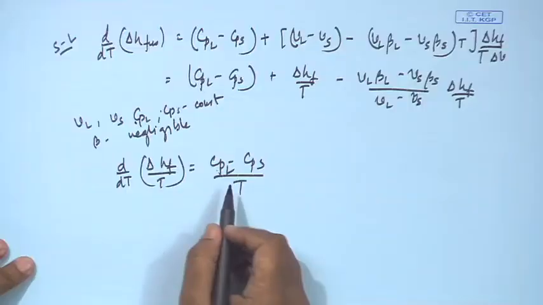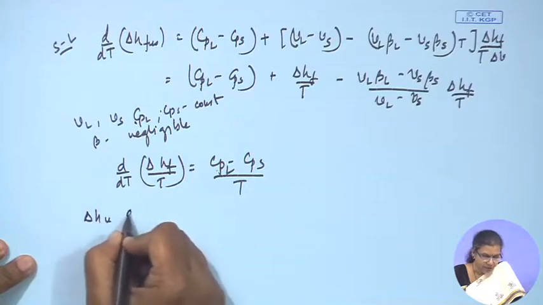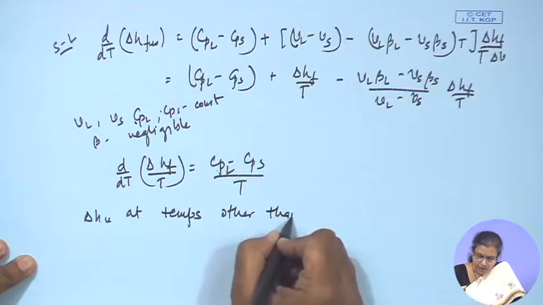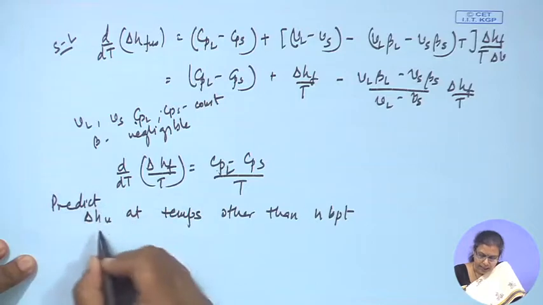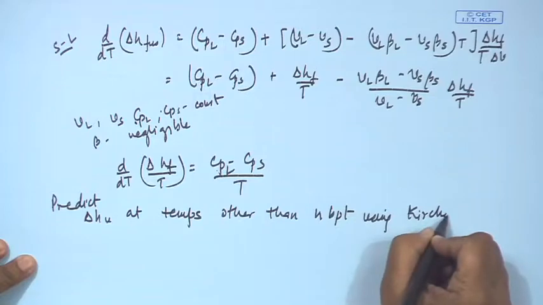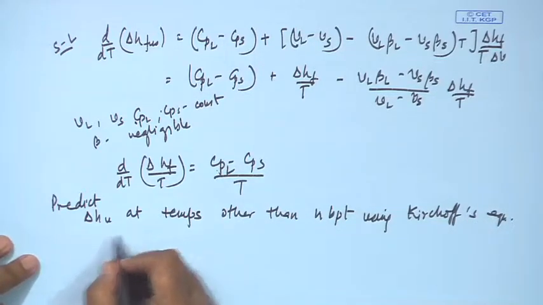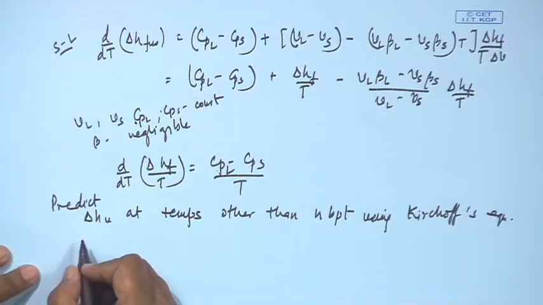And so, from these equations we can also predict delta HV at temperatures other than the normal boiling point using the Kirchhoff's equation. And I would also, at the end, like to mention a few other equations which can be used for these purposes. Those equations are primarily empirical in nature.